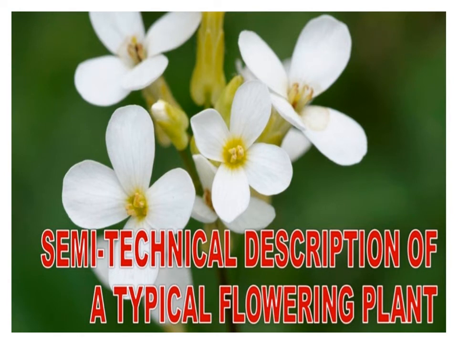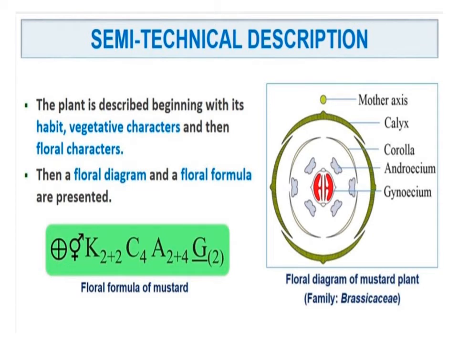Semi-technical description of a typical flowering plant. Various morphological features are used to describe a flowering plant. A flowering plant is described in scientific language and in a proper sequence, that is, its habit, vegetative and floral characters. After describing the various parts of the plant, the floral formula and floral diagram are represented.